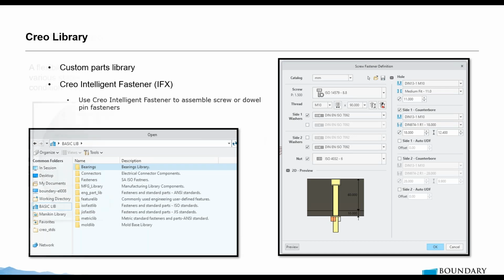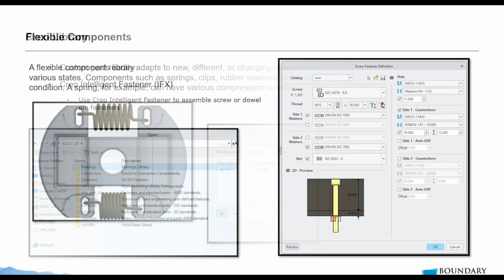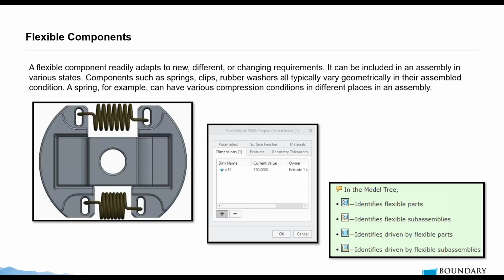Then the next thing that I've also handpicked is flexible components. Really, really powerful, really nice to use. So this is where you have scenarios like springs or clips, rubber washers, things like that. That's the same, but they change as soon as you put them in the assembly. Okay, so this spring that we have here is the same part number. It's exactly the same thing. We just added flexibility to it.